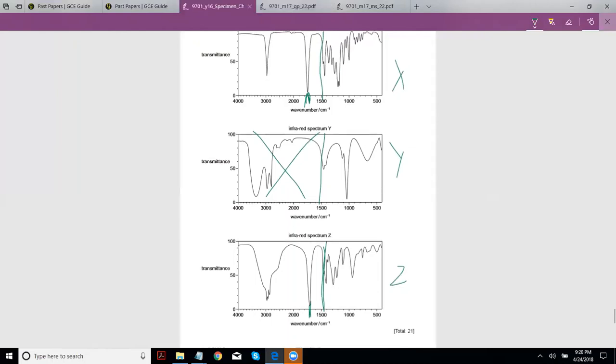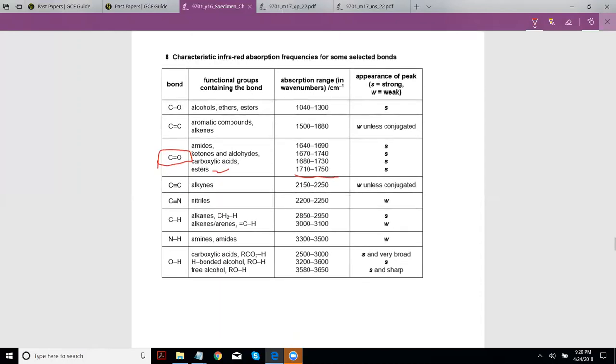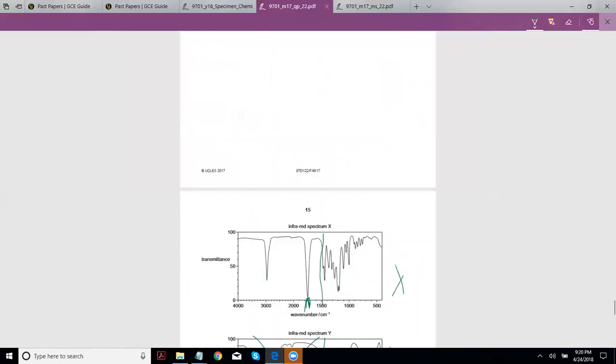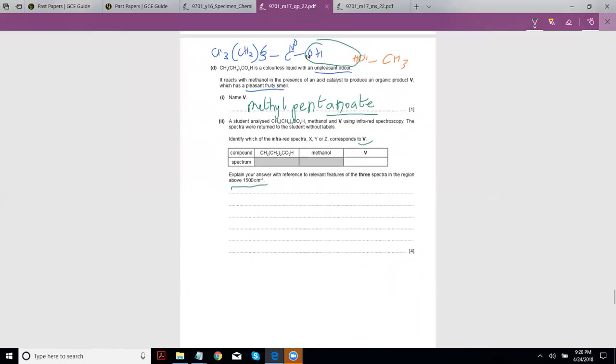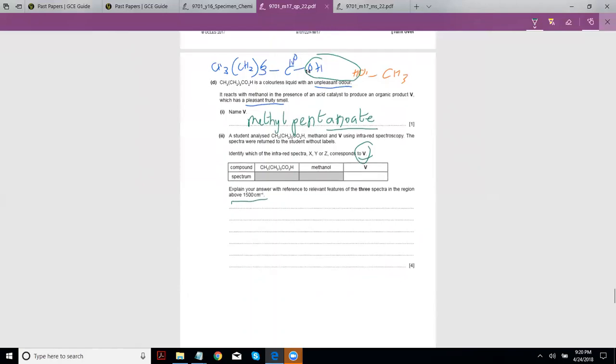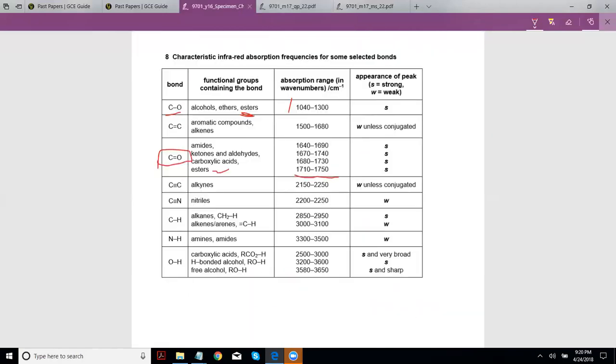And let's see what else we can judge. CO ये देख सकते हैं जो एस्टर्स के पास भी होता है. But ये फिंगरप्रिंट रीजन में आ गया. It's outside of the region. Carboxylic. But अभी तो carboxylic नहीं होगा ना. Because are we looking at V? Yeah, we're looking at V. V is an ester. So let's just go back. What else can we see?